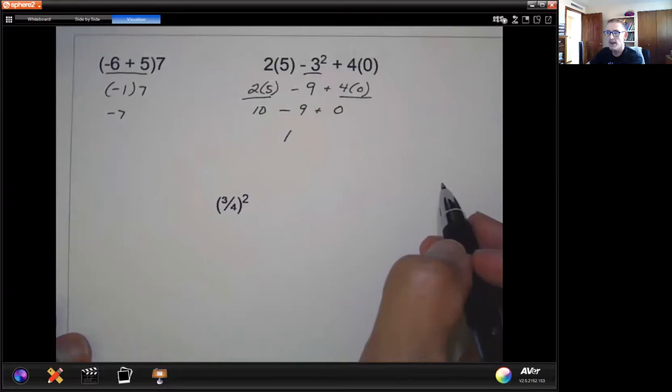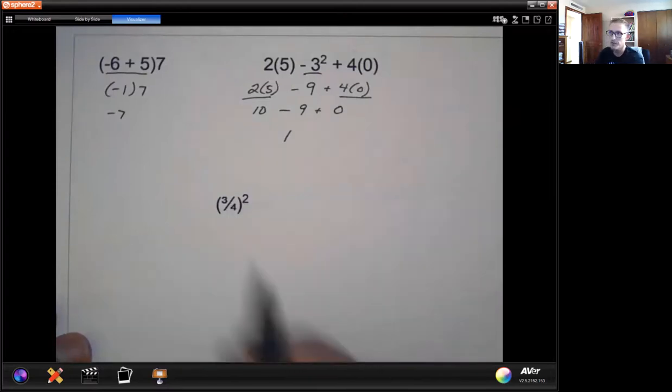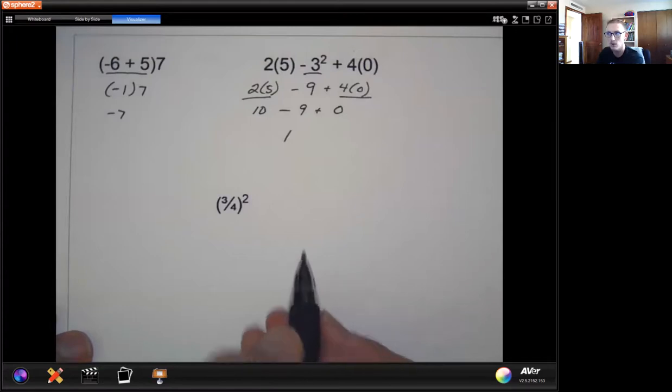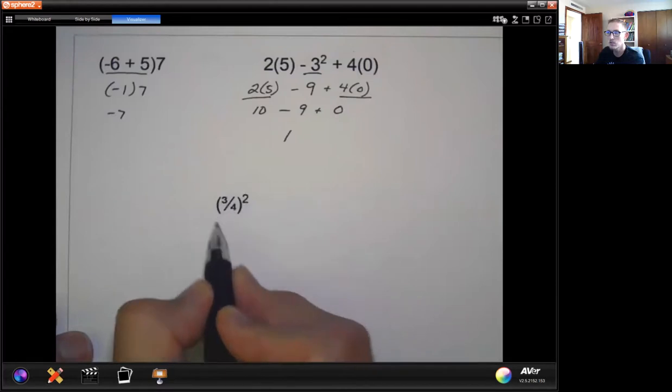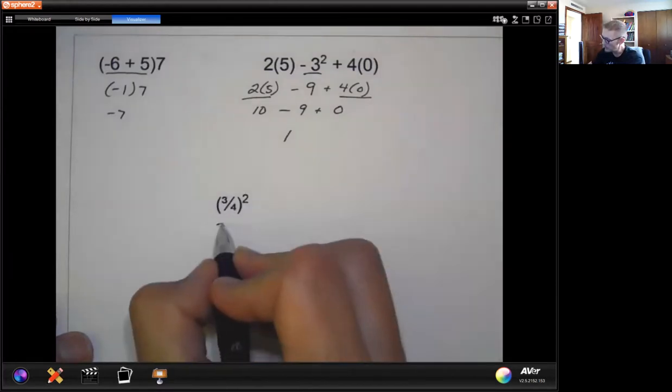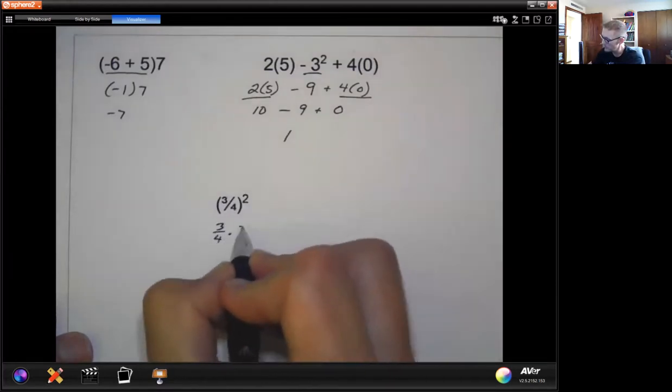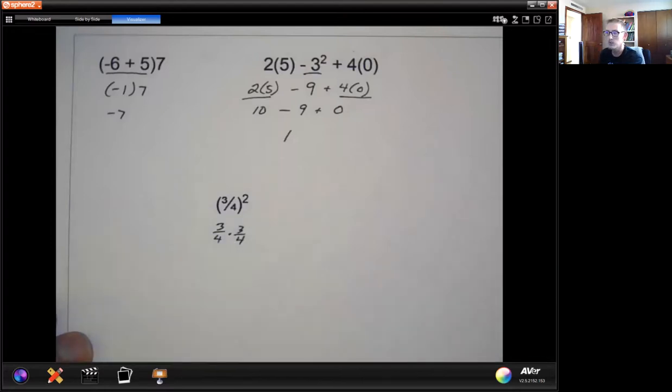Well, what about if I have simply an exponent on a fraction? Well, remember, an exponent means to multiply by itself. So this 2 belongs to the entire fraction. So this means 3/4 times 3/4.